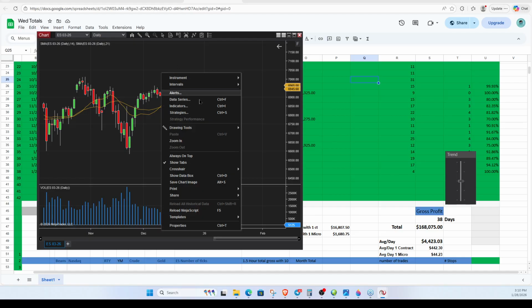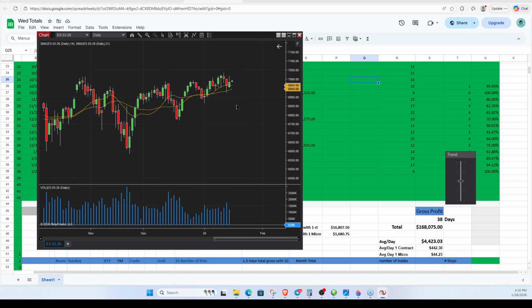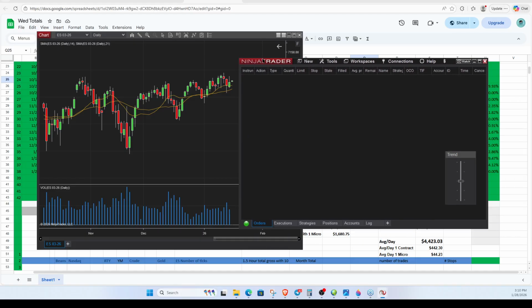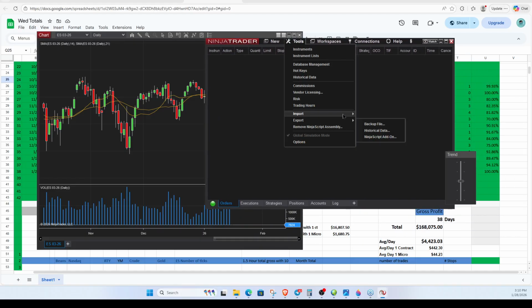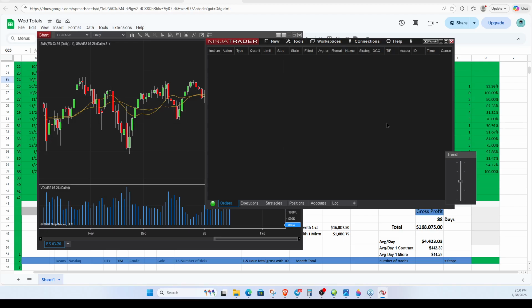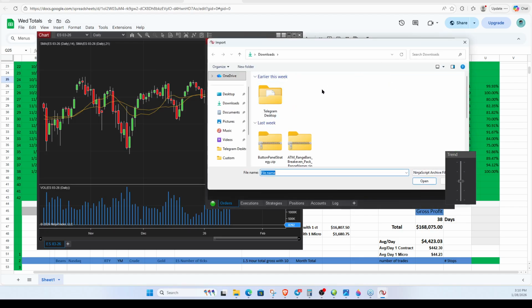Okay, so if you right click, once you put those things in the right place, and I'll show you where the right place is, you take those files that I just showed you, you download them, and then you have to go to, hang on, let me find the right thing. I think it's this one. Yeah, it's this one. Then you have to go to here, go to Tools, Import NinjaScript Add-on. Then you go and find the file.